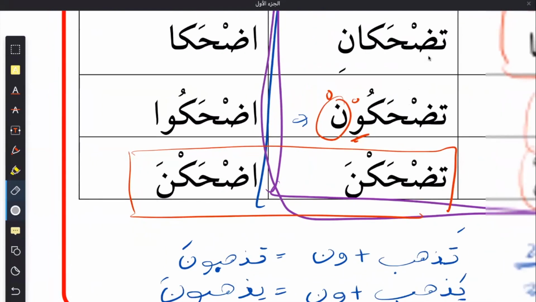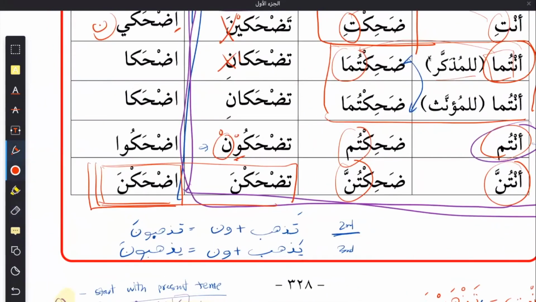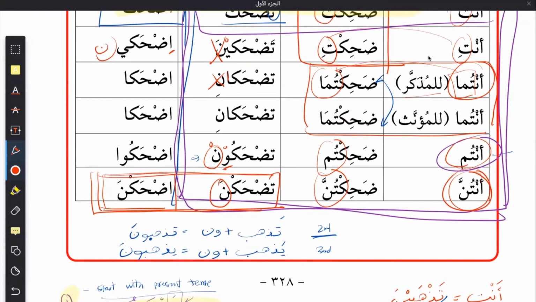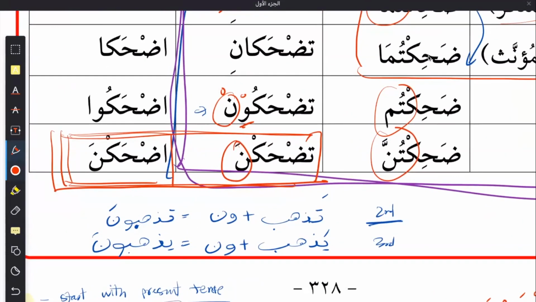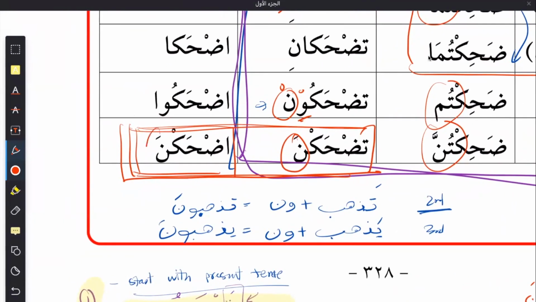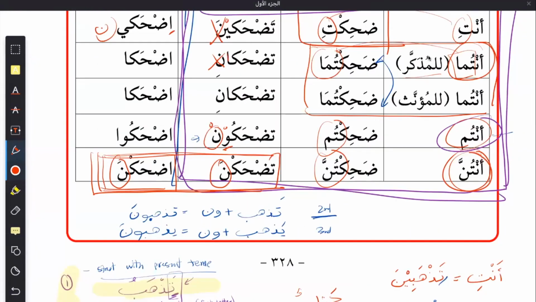And the last thing you have to know is that this form, antunna, this noon is one of the strong noons, meaning this noon will never change. You cannot alter that noon. You cannot change the haraka, nor can you remove it. So when you have antunna tadhakna, you have to keep this noon as it is. It is mabni, meaning it's fixed. This noon will never change.